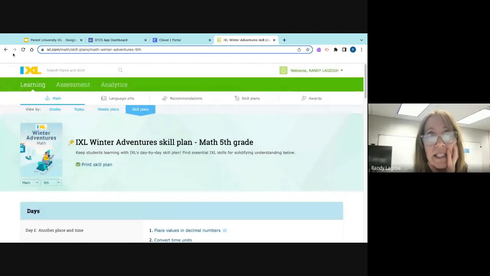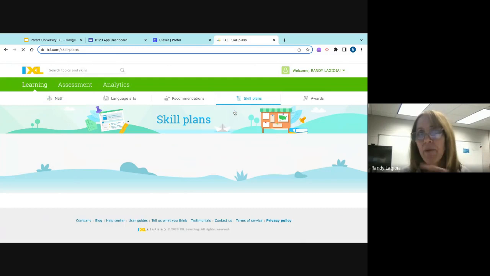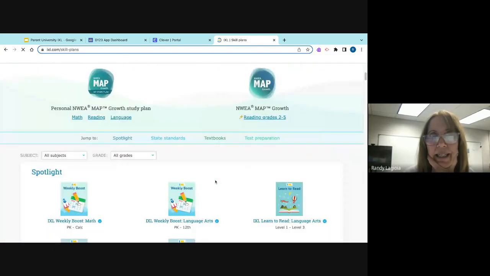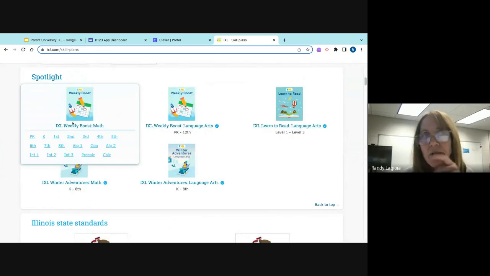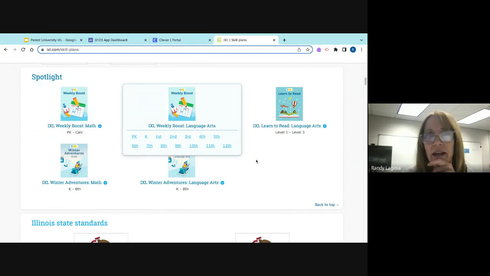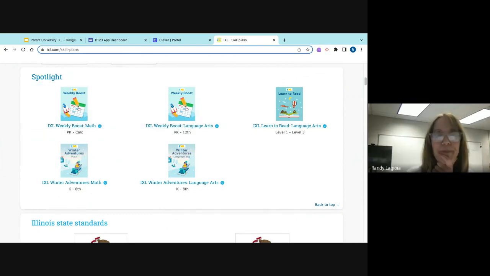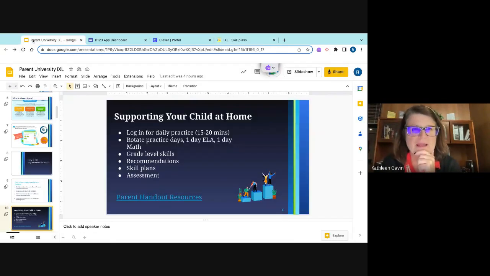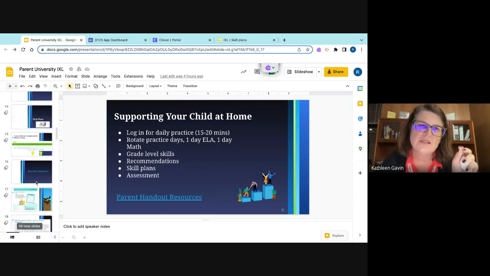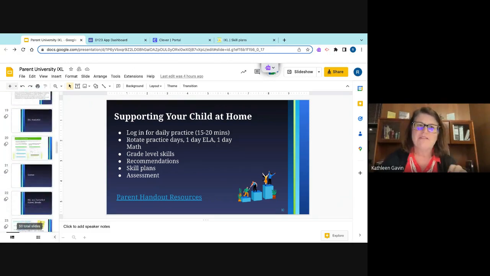And once it's summer, you'll be able to access that the same way, going to IXL plans, skill plans, and you'll go to this Spotlight. They have weekly boosts, just a mix of skills to work on. Each week is a little different, so. And I think we have a slide, Margaret, showing the summer learning plan. Yes. Because they have these things called summer boosts and then summer adventures.